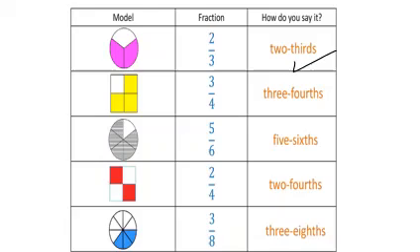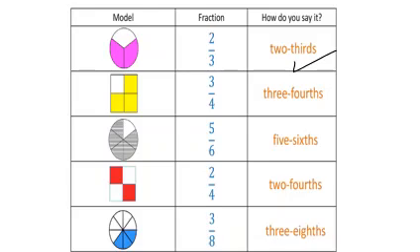We divided it into 4 equal parts, and we colored 3 out of these 4 parts in yellow. So they represent 3/4. In the third diagram, we have 6 equal parts. We colored 5 out of 6 in gray. So we say 5/6.